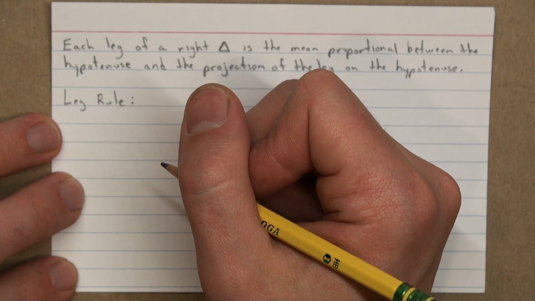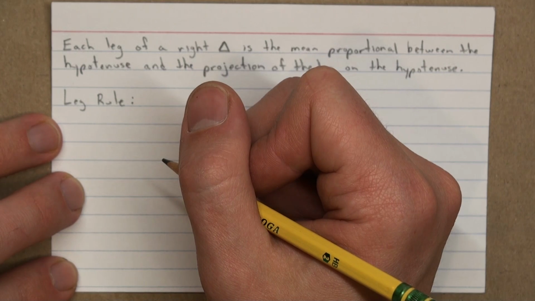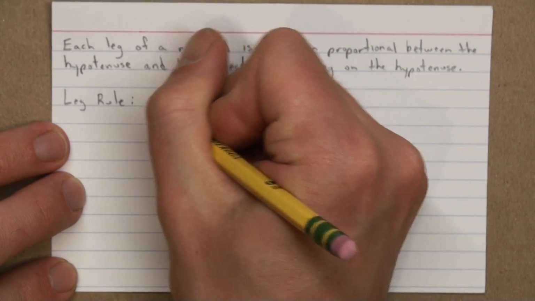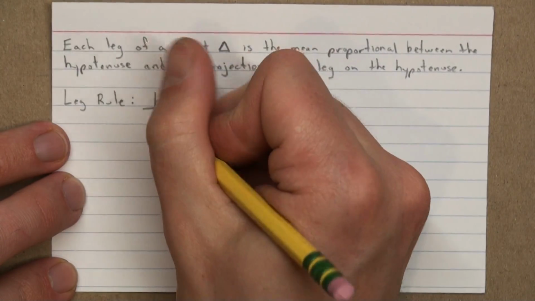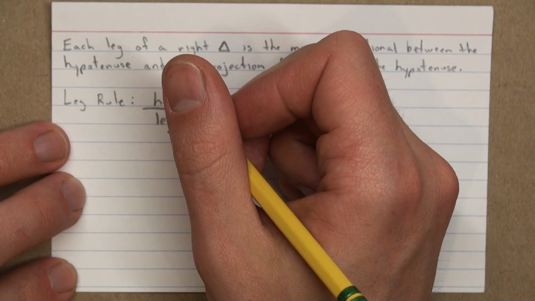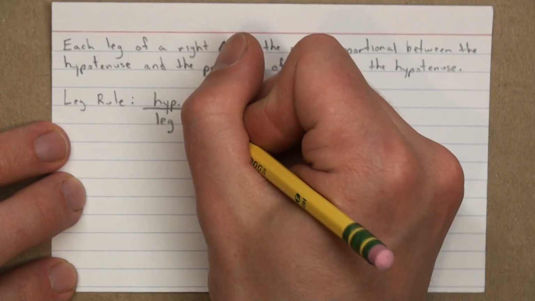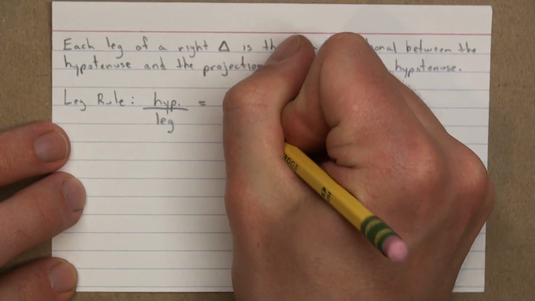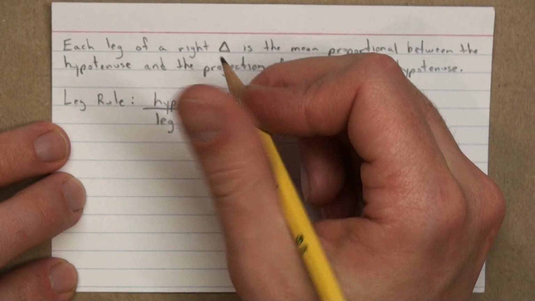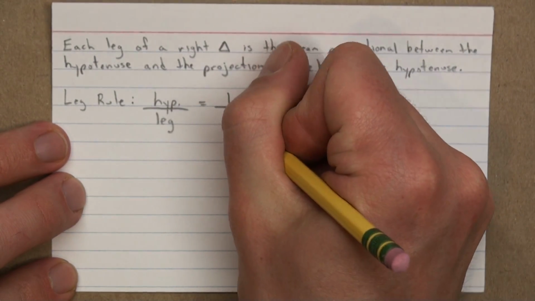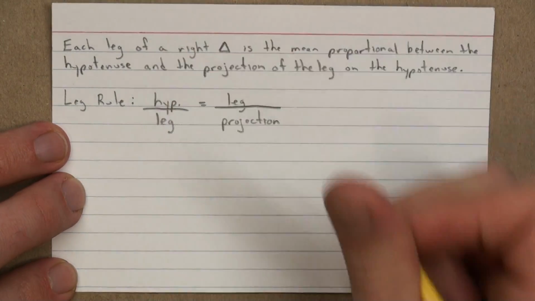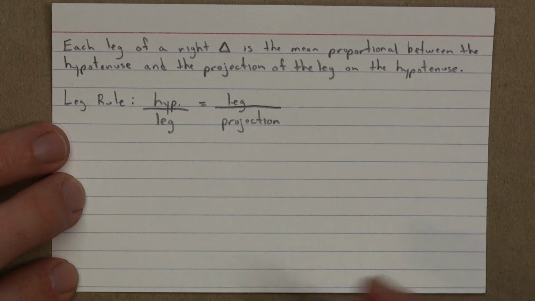And the way that we can describe this rule in words is hypotenuse over leg equals leg over projection. And we'll see what that means on the other side. Okay?